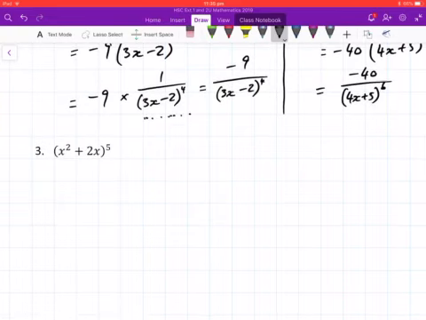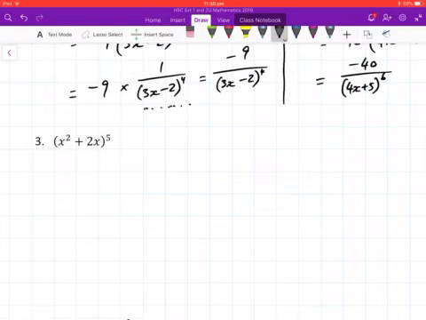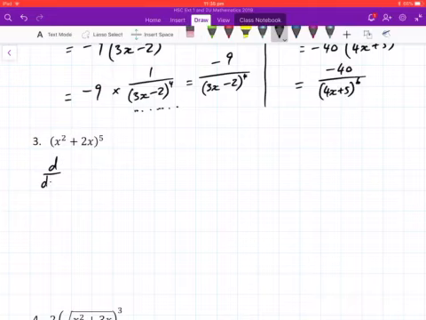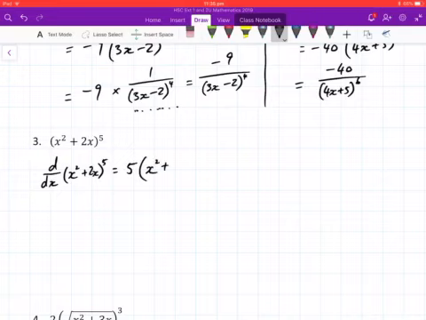Okay, let's do this one. (x squared plus 2x) all to the power of 5. We're going to do d/dx, remembering that just means the derivative of (x squared plus 2x) to the power of 5. Again, the power of 5 comes down outside of what's inside the bracket, which, no matter how complicated, always stays the same. Reduce the power by 1. Then we multiply by the derivative of what's inside. The derivative of x squared is, I need to put this in brackets, 2x. The derivative of 2x is plus 2.